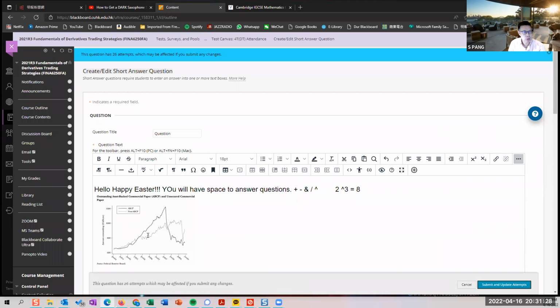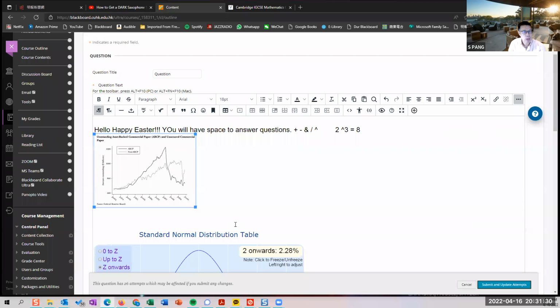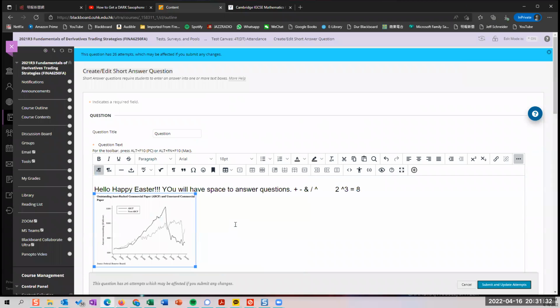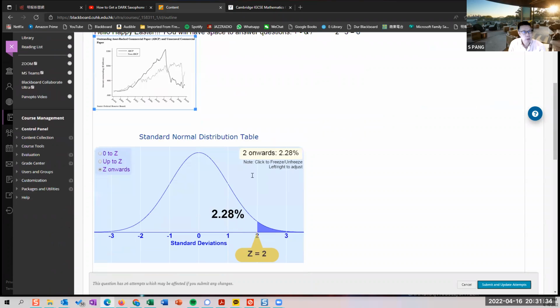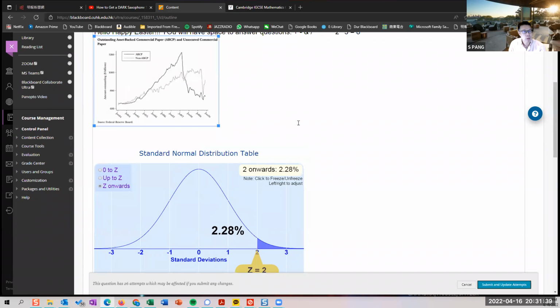Okay, I just inserted another diagram. You can insert picture objects into Blackboard.